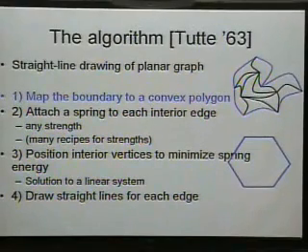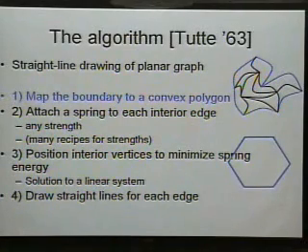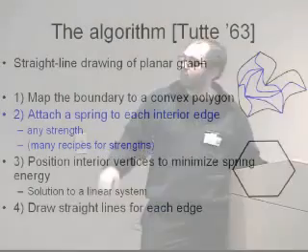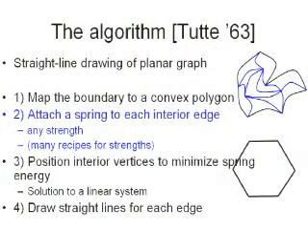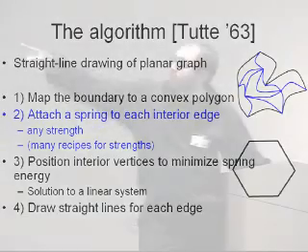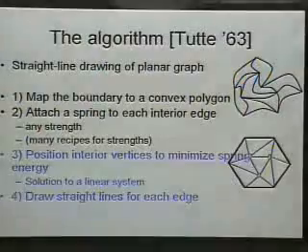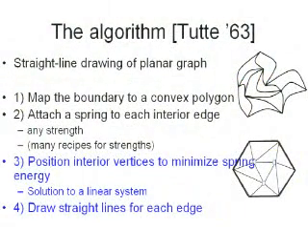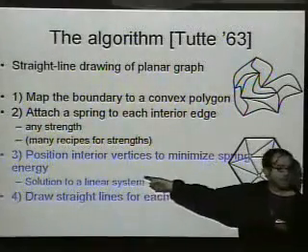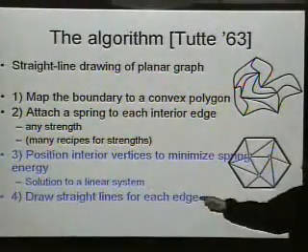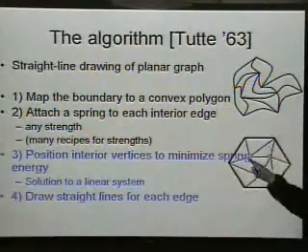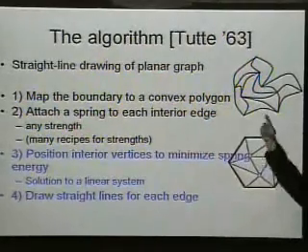Then he's going to take a spring and attach it along, think of attaching a spring along each interior edge. And the spring could have any strength, and there's lots of discussion about what are nice strengths, but we don't care about that. And then we're going to move the vertices around. So here are the springs over there. And then we're going to move the vertices around until they minimize their spring energy. So they wiggle around until they get here. This is actually very easy to solve. It's a single linear system. And then we're going to draw straight lines connecting the positions of each of the vertices based on their edges.